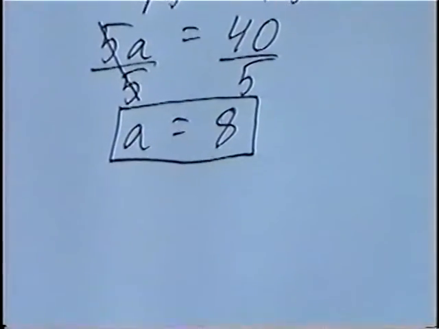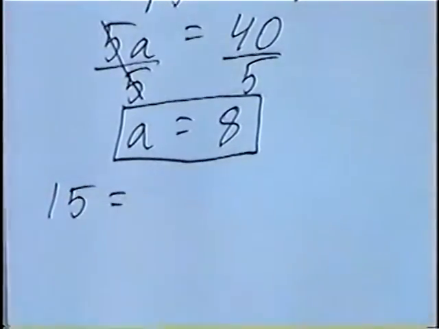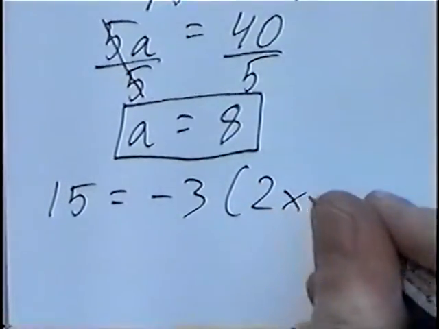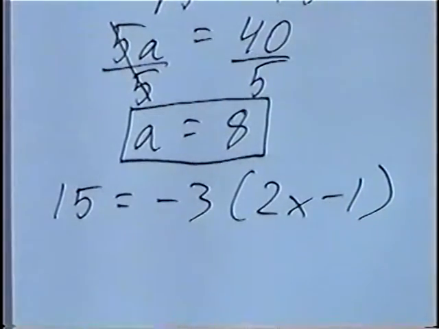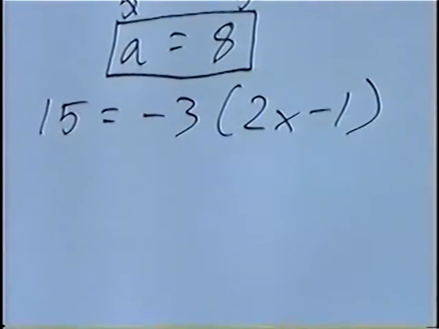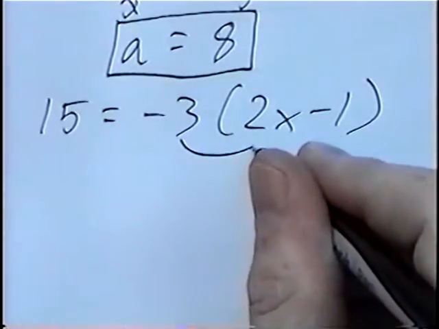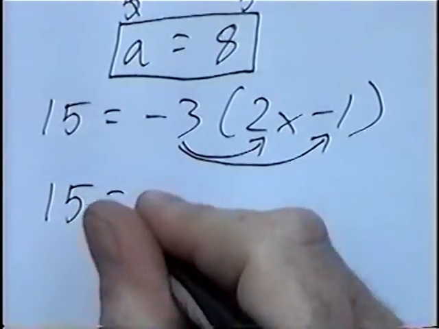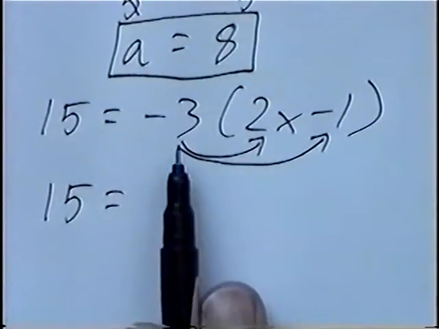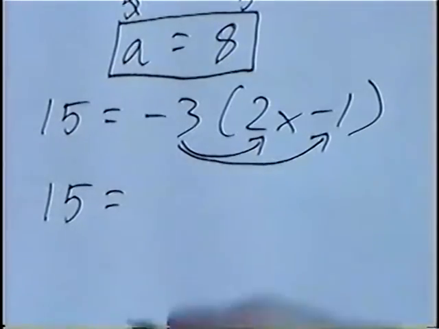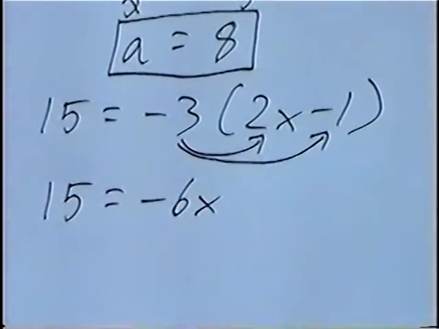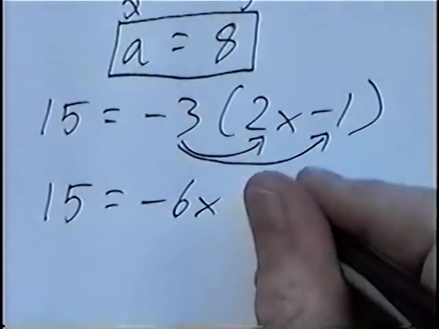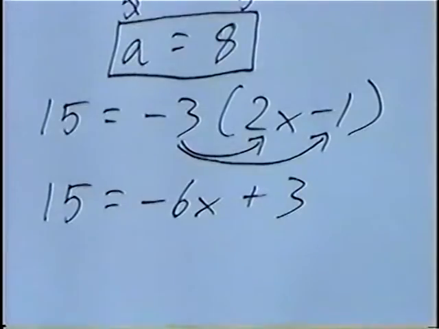Second question, and last question for the section. 15 equals negative 3 inside parentheses 2x minus 1. Again, when we have parentheses, we can distribute or multiply the negative 3 to each of the terms. 15 on the left-hand side would stay the same. Negative 3 times 2x would be negative 6x. And a negative 3 times a negative 1 would be positive 3 or plus 3.